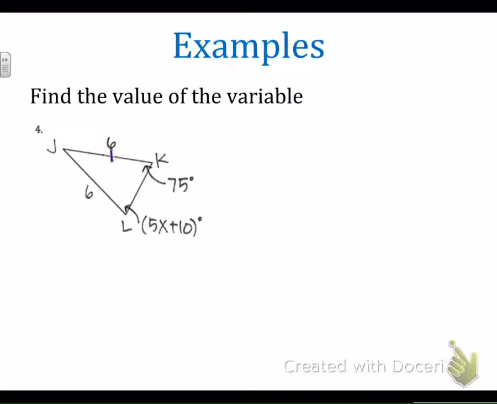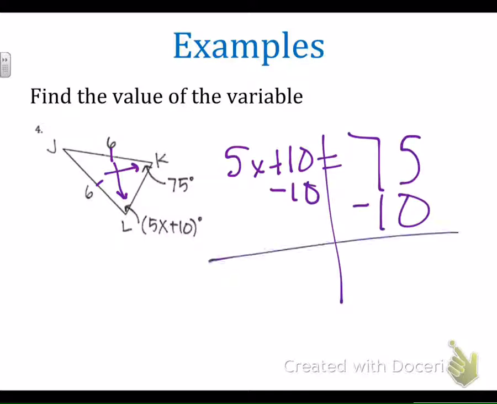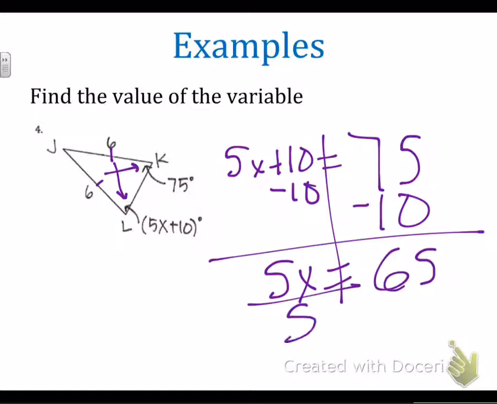Alright, if two sides are congruent, opposite angles are congruent. So 5x plus 10 is equal to 75. Subtract 10 on each side. 5x is equal to 65. Divide 5 by 5. x is equal to 12. No, 13. My bad.